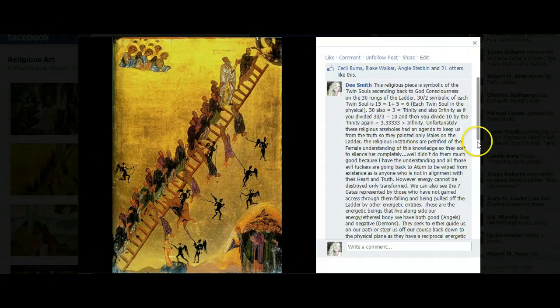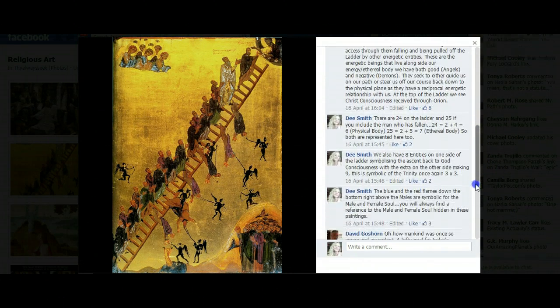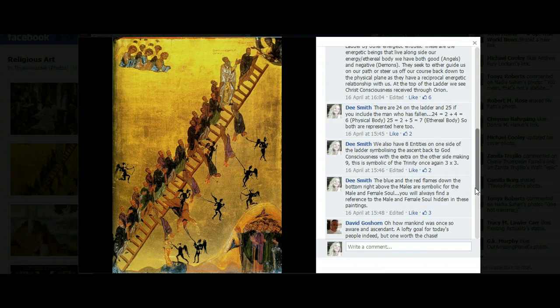And so we can also see that there are 24 on the ladder, and there's 25 if you include the man that's fallen off the ladder. And so once again, we get 2 plus 4 equals 6, and 2 plus 5 equals 7. So they're showing both the physical body and the ethereal body.